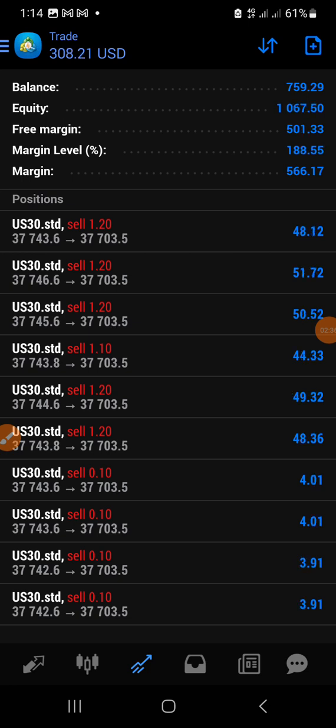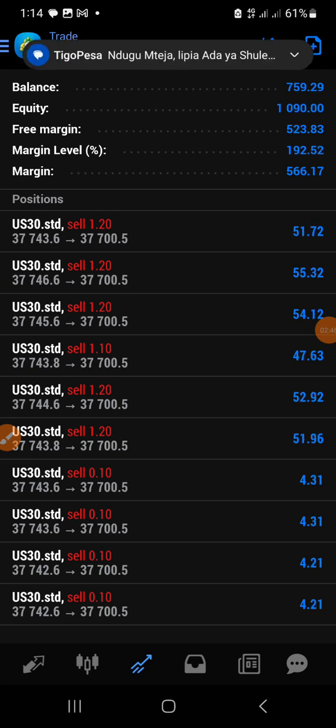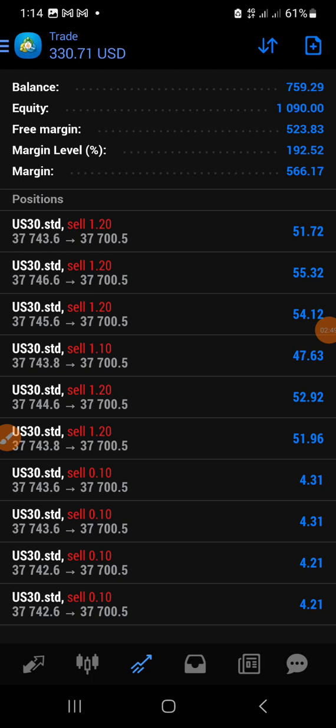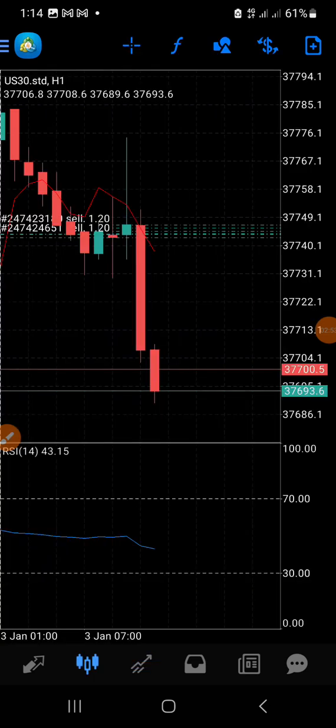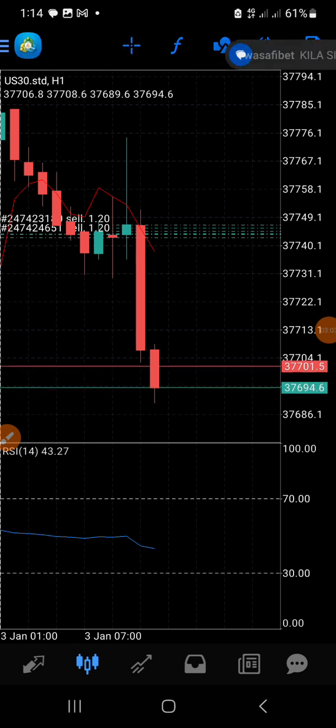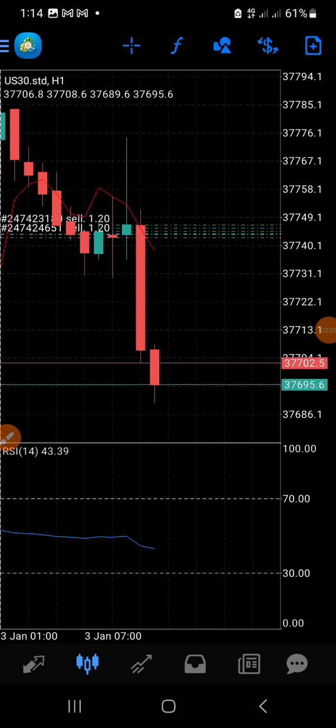I showed you how the robot does the work, from the beginning when it started from zero profit, and then we are in profit of 330, and still we will go in profit because the graph is too young. As you can see, the trend of this market is too young. So this is what I'm saying, that the robot is very good.